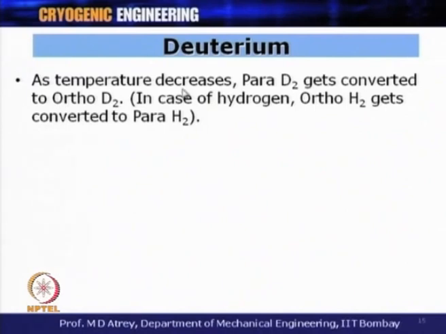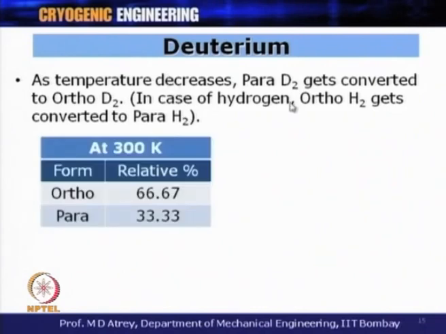As the temperature decreases for deuterium, here the para D2 gets converted to ortho D2, as against ortho H2 getting converted to para H2. So, it is opposite. Alright. This is just a point for comparison. We are not going to talk about deuterium in detail, but I just wanted to show the comparison of deuterium behavior with that of hydrogen. So, what happens at 300 Kelvin, you got 66.67% ortho and 33.33% para.